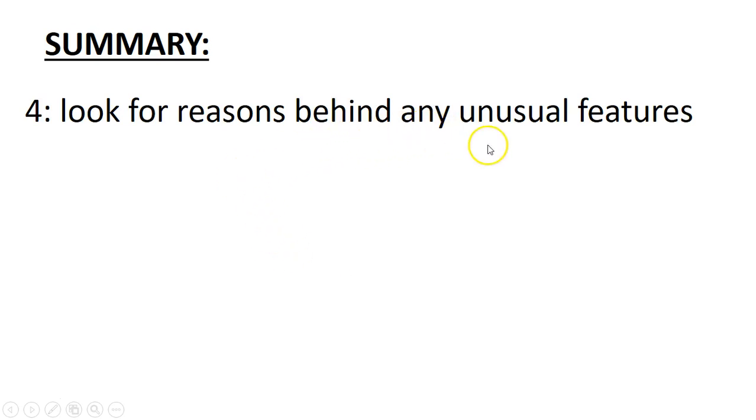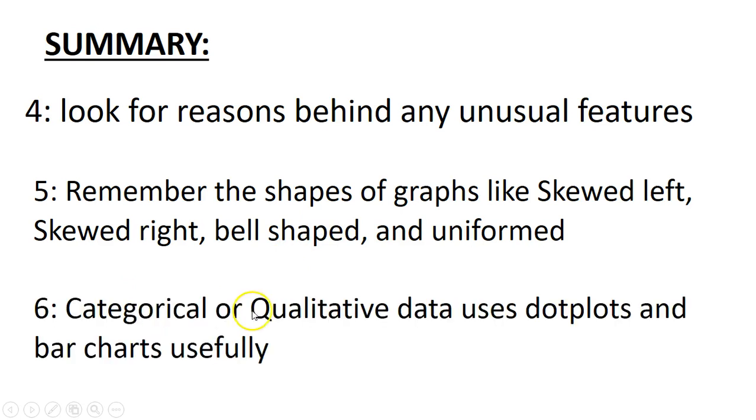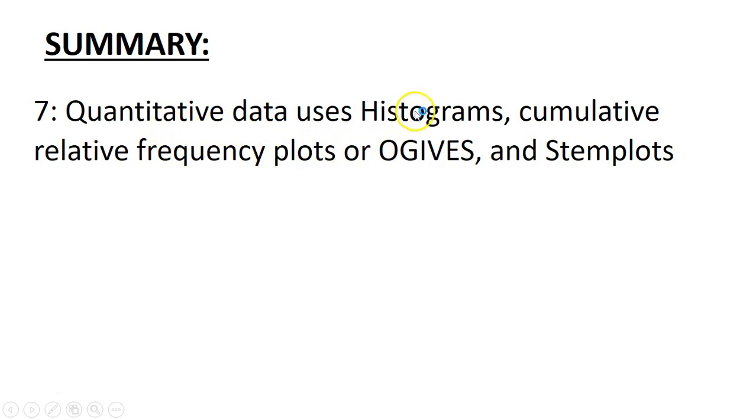Look for reasons behind any unusual features that you see, and remember the shapes of graphs like skewed left, skewed right, bell-shaped, uniform, and so on. Categorical or qualitative data mostly uses dot plots and bar charts. Quantitative data normally goes with histograms, cumulative frequency plots, and stem and leaf plots.